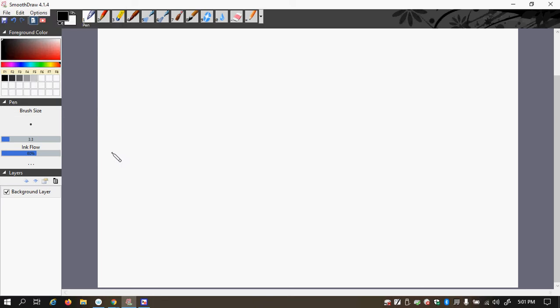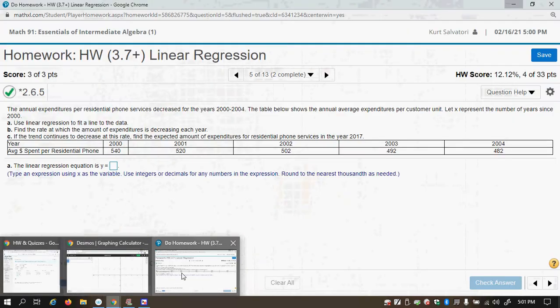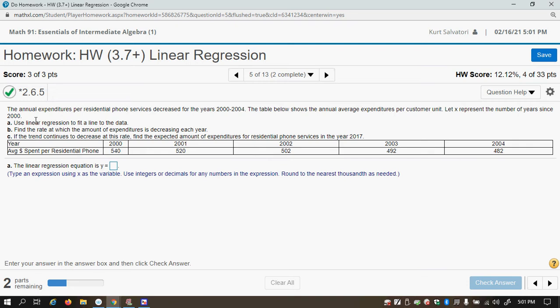So this section is 3.7. Okay, it's linear regression. This part is not in your book, so this video should be really helpful if you miss class for some reason. If you go to your homework online, here's the problem where you're going to have to come up with your own linear regression equation.